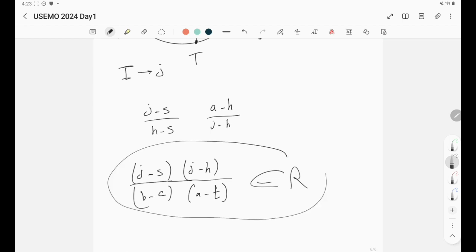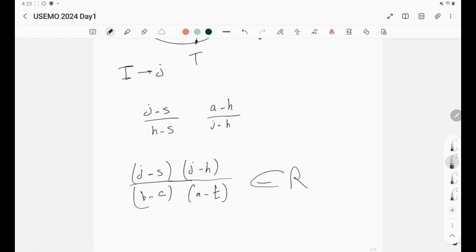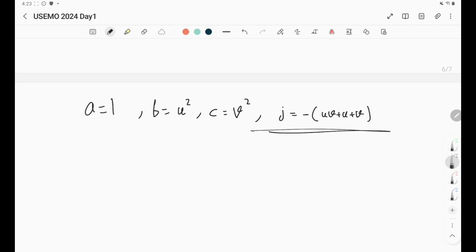Okay, so now our goal is to find this as a real number. Of course, we'll be evaluating everything, but first of all, let's find the coordinates of the main points. So let's get started. First of all, as we said, we're going to let A be 1, B is going to be U square, C is going to be V square. And why are we doing this? Because we want J to be negative UV, simply minus UV plus U plus V. These are all well known.